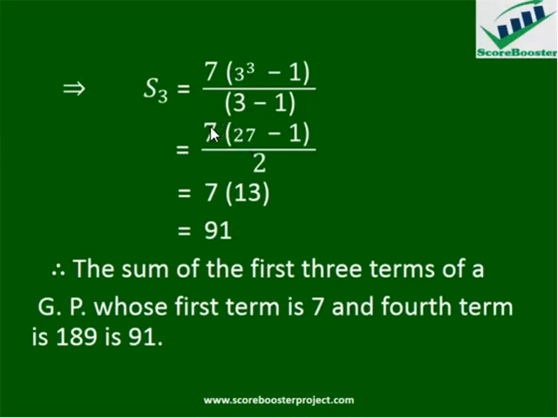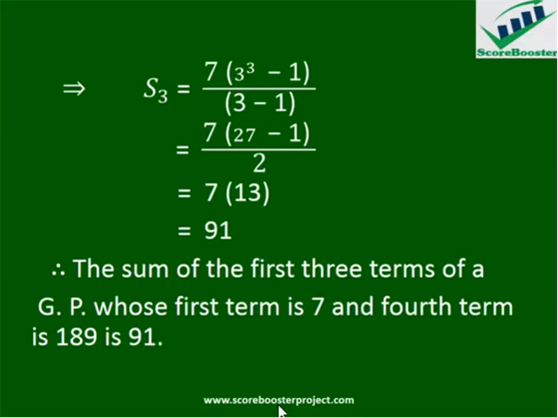So that's why we have 7 into 27 minus 1, over 3 minus 1, which gives 2. So from here 27 minus 1 is 26. 26 divided by 2 gives 13, and 7 multiplied by 13 gives 91. Therefore, the sum of the first 3 terms of a geometric progression whose first term is 7 and fourth term is 189 is 91. And that solves the third question.